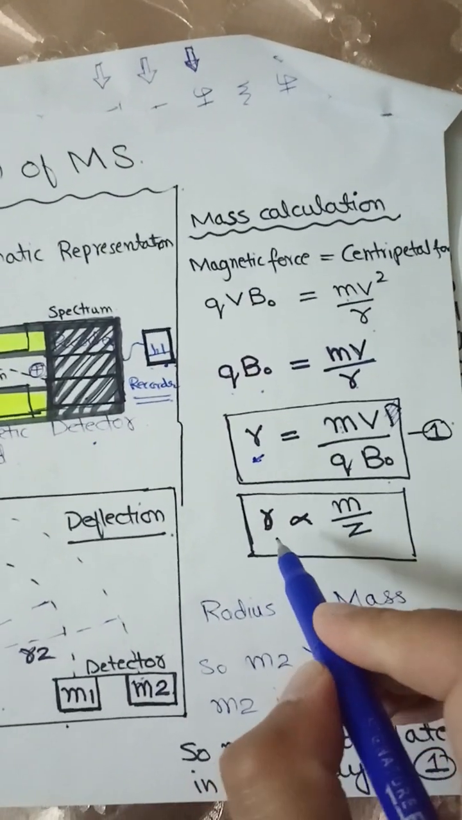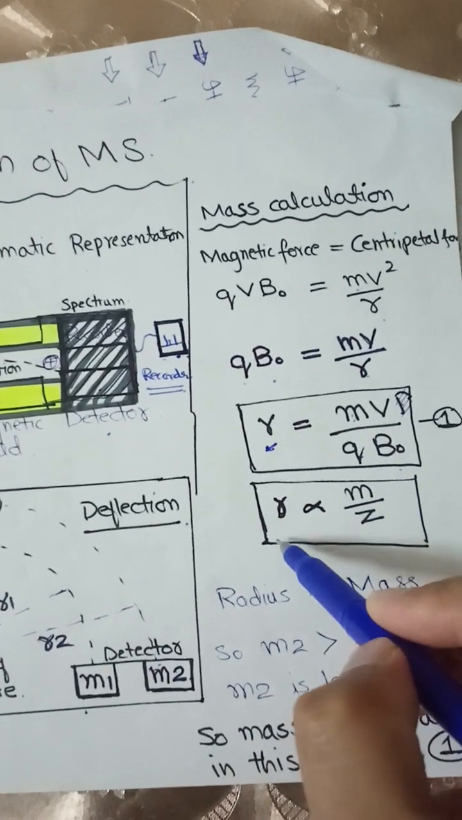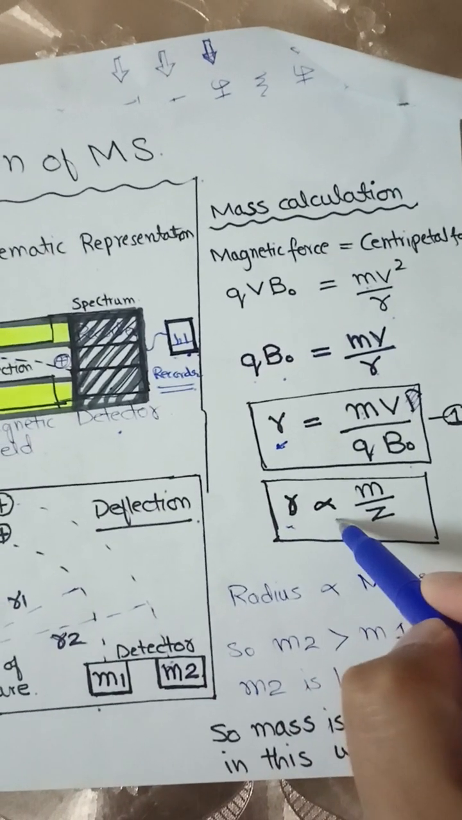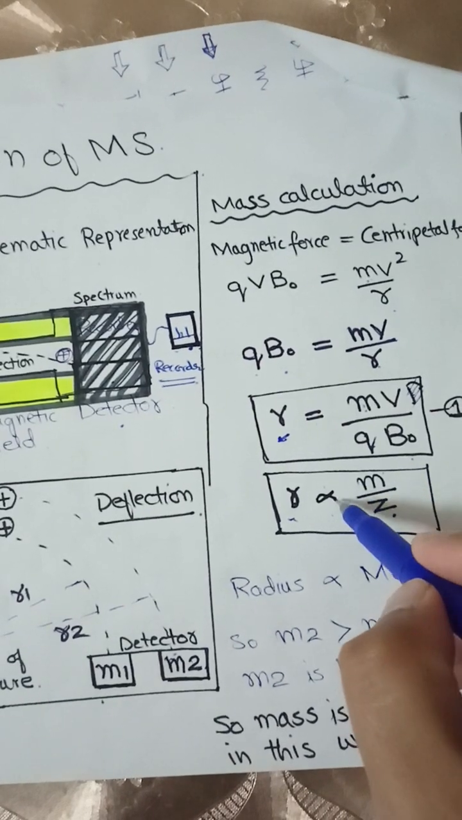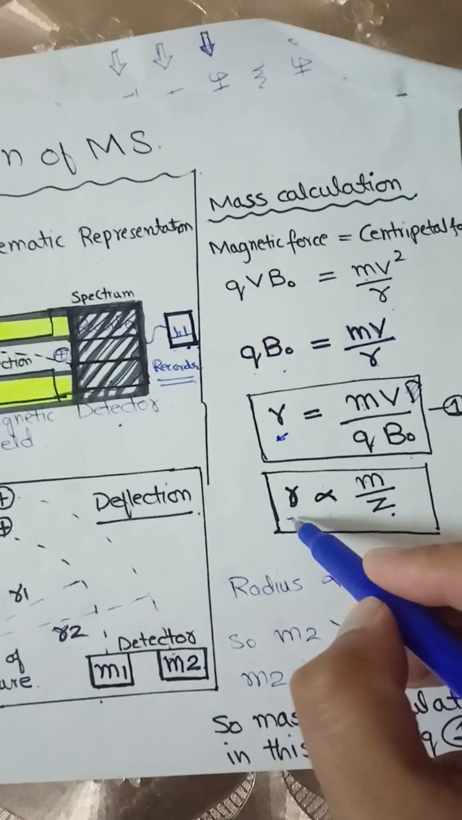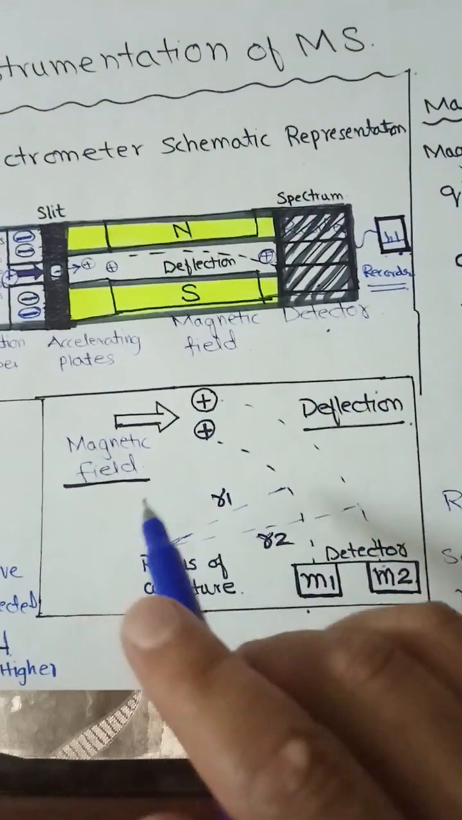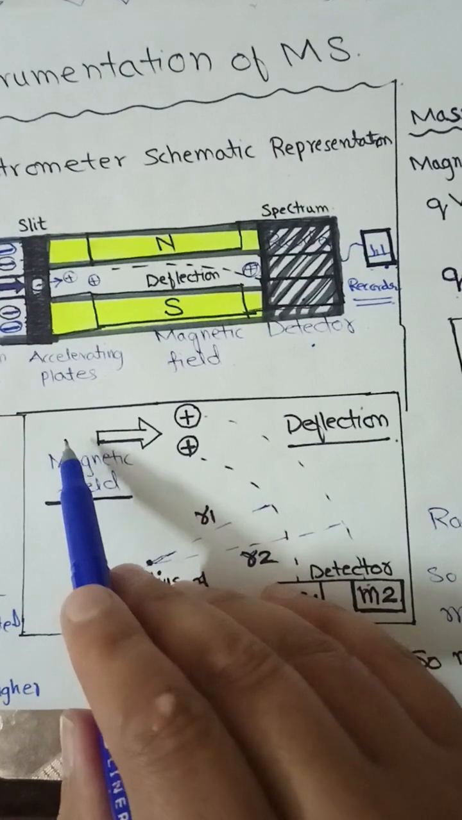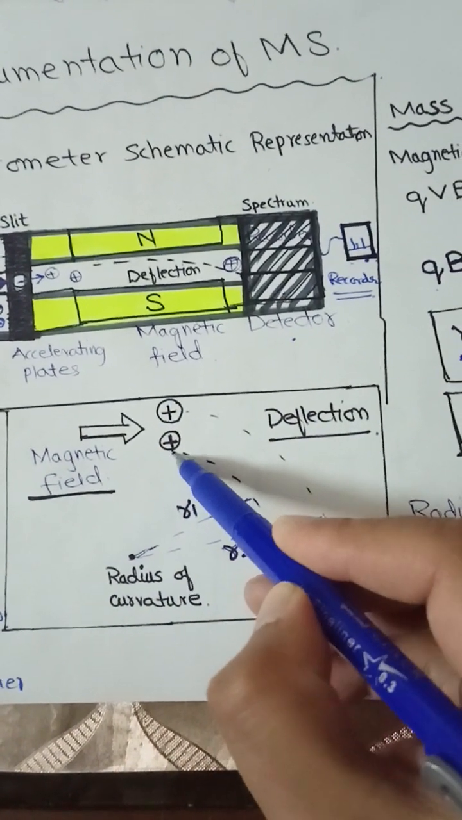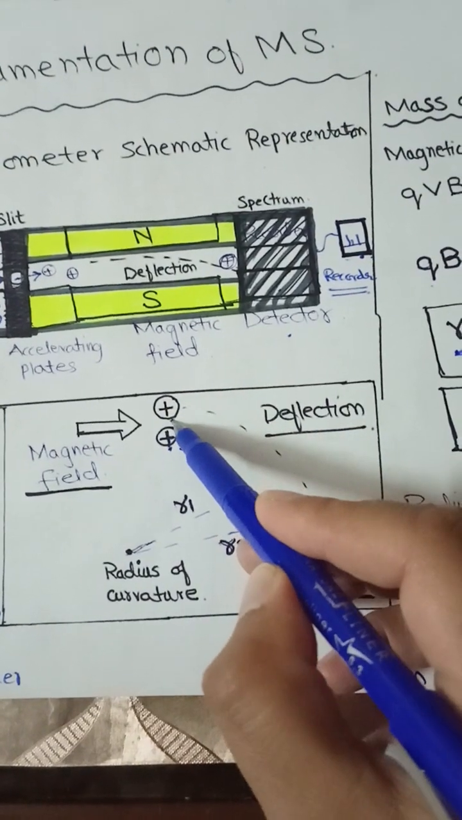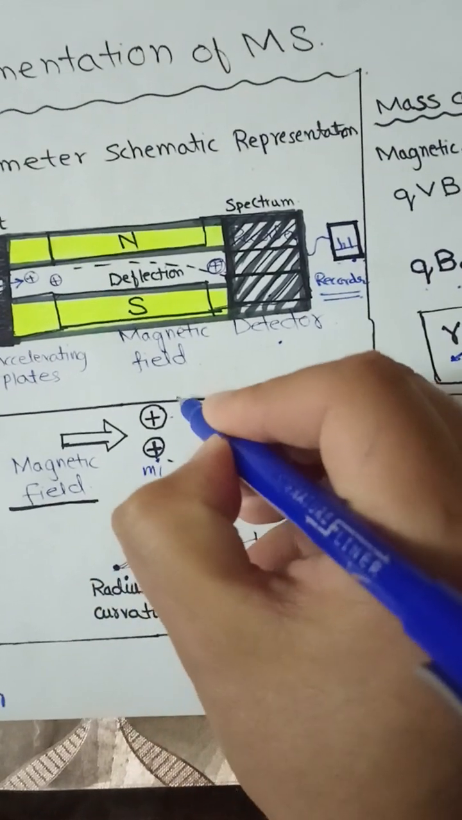Looking at this equation, r, the radius of curvature, is directly proportional to the mass to charge ratio. It means if a body is more massive, it will have a greater radius of curvature. So what is the radius of curvature? Here I am going to show you the magnetic field and charged bodies moving. One charged body is less massive, and the other has more mass. This is m1 and this is m2.